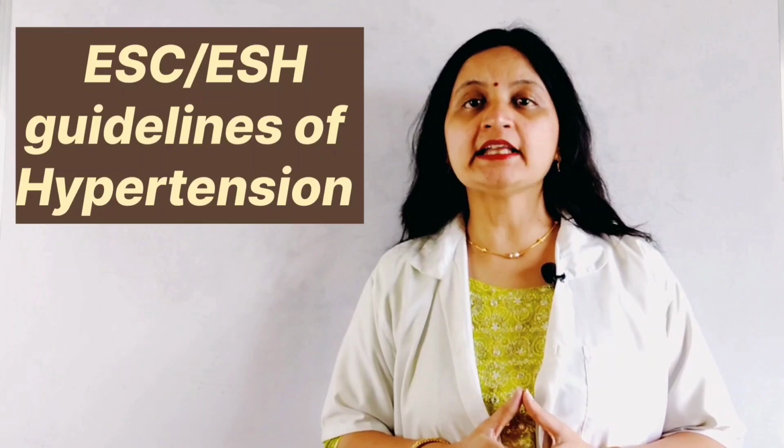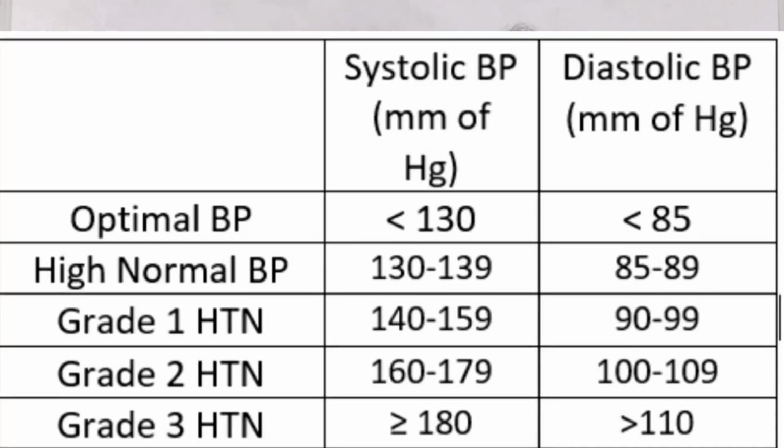So according to the guidelines, optimal blood pressure is a systolic blood pressure value less than 130 and diastolic blood pressure less than 85. Next is high normal blood pressure, where the systolic blood pressure values range between 130 and 139 mm of mercury and the diastolic blood pressure values are between 85 and 89 mm of mercury. It is normal blood pressure. This is known as the pre-hypertension stage, and the person is more likely to become hypertensive in future. So lifestyle modification is the primary intervention.